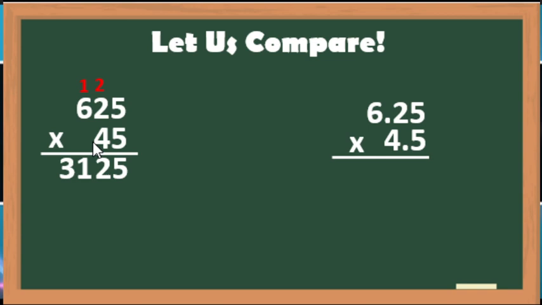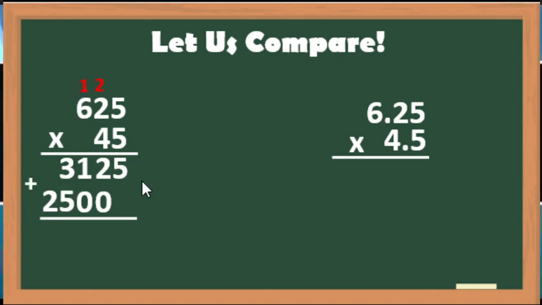Let's go now with digit 4. We have 4 times 5 is 20. Let us write our answer below digit 2. So we have 0, carry 2. Then 4 times 2 is 8, plus 2 is 10. 0, carry 1. 4 times 6 is 24, plus 1 is 25.